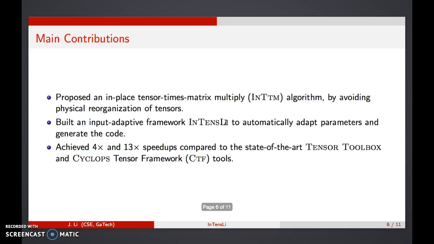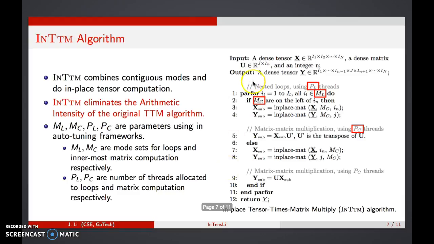So in our work, we proposed an in-place tensor times matrix multiply, the InTTM algorithm, by avoiding physical reorganization of tensors. And I also built an input adaptive framework in InTensLi to automatically adapt parameters and to generate the InTTM code. From here, we achieved 4 times and 13 times speedups compared to the state-of-the-art Tensor Toolbox and Cyclops Tensor Framework tools. Let's first see our InTTM algorithm.